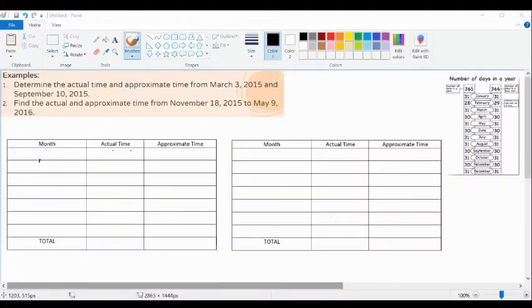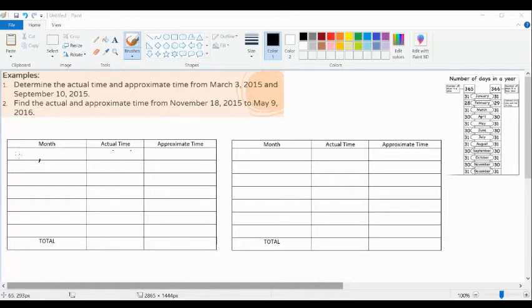Let's have two examples in getting the actual and approximate time. So for question number 1, determine the actual and approximate time from March 3, 2015 to September 10, 2015. For this question, we need to identify if 2015 is a leap year. And how do we determine if it is a leap year? It should be evenly divisible by 4. Since 2015 is not evenly divisible by 4, we can say that this is not a leap year. So we have 365 days.